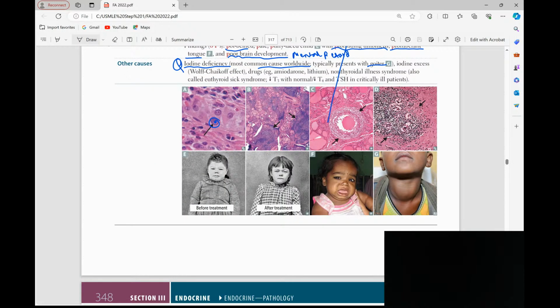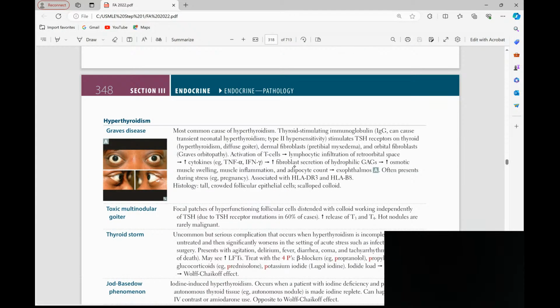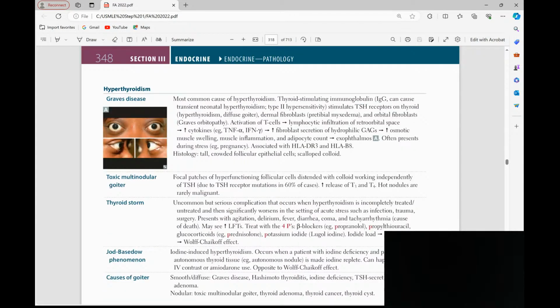So here you can see the protruded tongue and enlarged thyroid gland. These are the coarse facial features. You can see the hair, everything. And other conditions that will present with hyperthyroidism, that is, excess of T3 and T4.